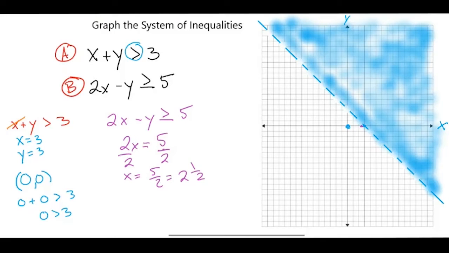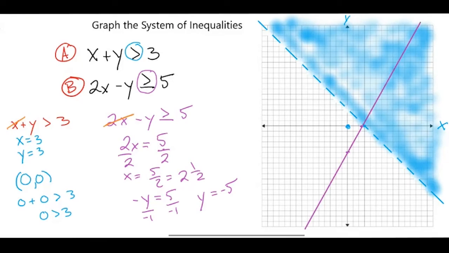Then I need to find my y-intercept. Well, that's where x is 0. So if I cross that off, that means that negative y is equal to 5. I'm going to divide both sides by -1, and y is equal to -5. So my y-intercept is at -5. So I'll put a point there, and I'll look to my inequality symbol, and it is greater than or equal to. So that means it's going to be a solid line. So get your straight edge, draw a straight line.